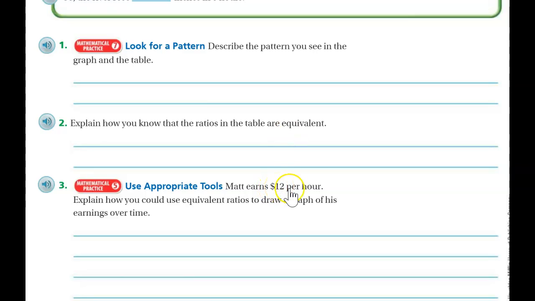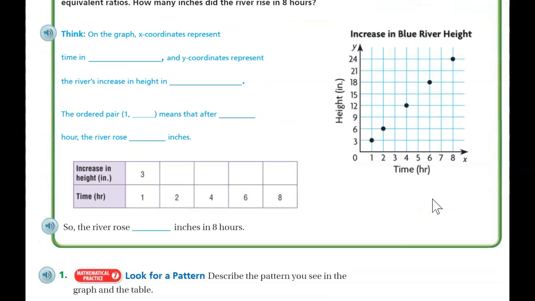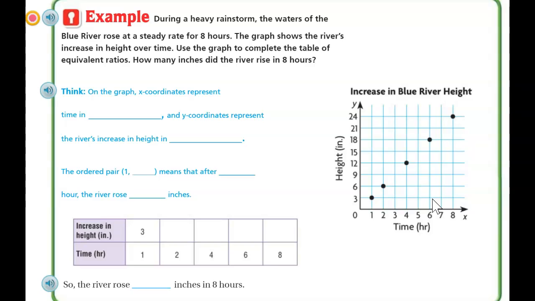So Matt earns $12 per hour. There's that unit rate. Explain how you could use equivalent ratios to draw a graph of his earnings over time. So again, just using this technique that we've learned up here.